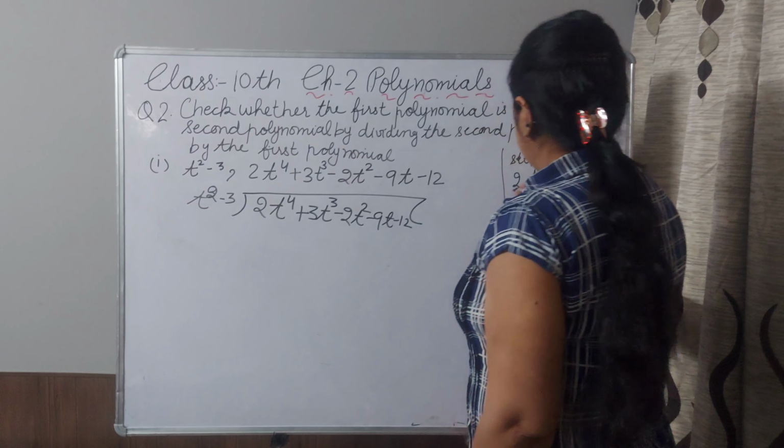4t square. The first term we always have to take, and we have to divide by t square. What do you get? 4. Plus 4 you write here. This plus 4 multiply by t square minus 3. 4 multiply t square, 4t square. 4 multiply minus 3, minus 12. Next step is change the sign. This will be cancelled, this will be cancelled. Our remainder is 0.